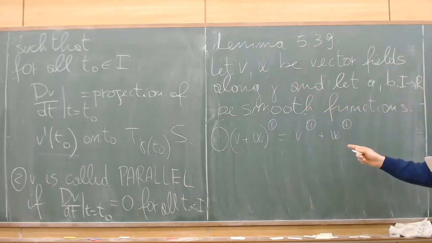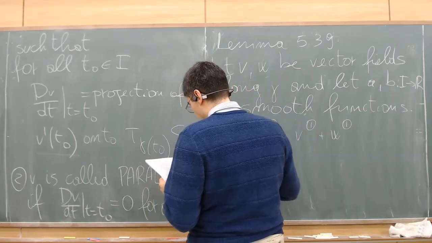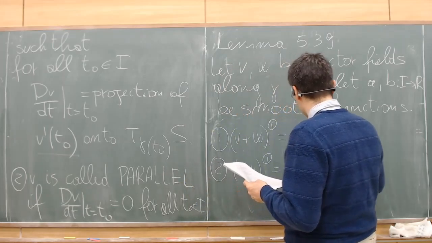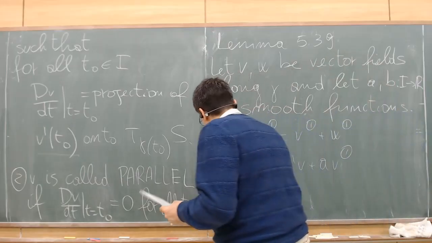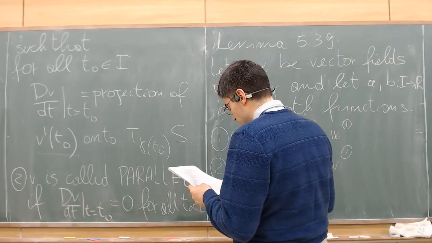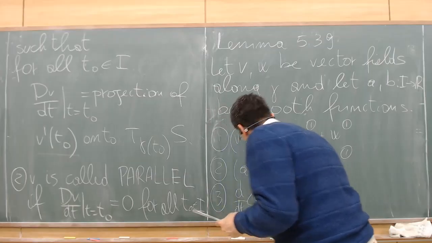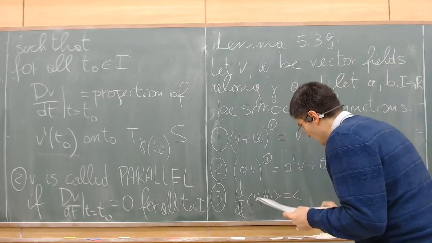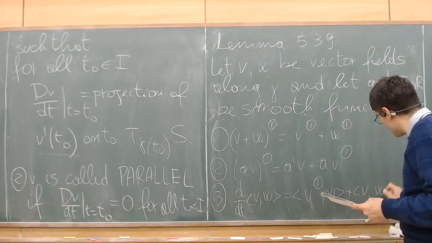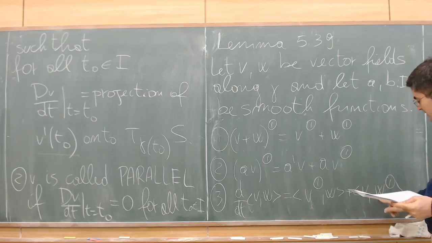Now I'm using non-standard notation. 2. (A times V)O prime equals A prime V plus A V O prime. 3. d/dt of the inner product of V with W is the inner product of V O prime with W, plus the inner product of V with W O prime.